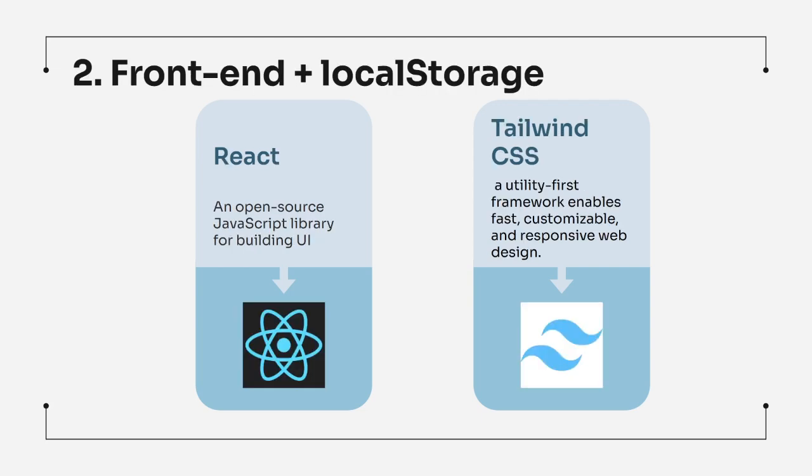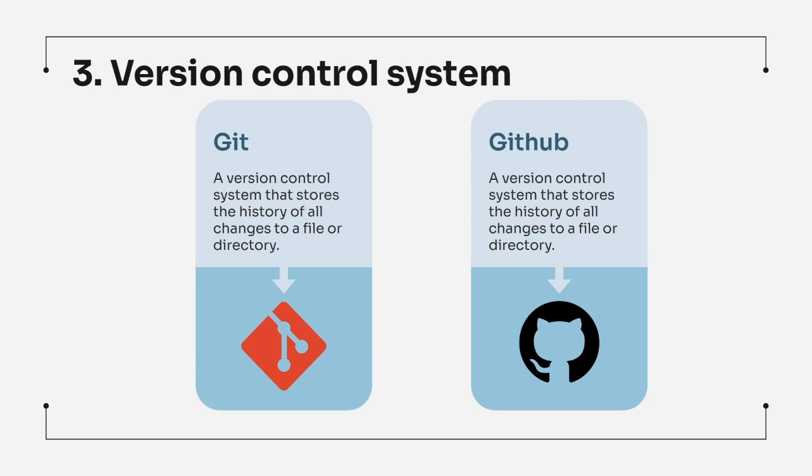Next, to build the front end, we decided to combine React, an open source JavaScript library for building the UI, and Tailwind CSS, a utility-first framework that enables fast, customizable, and responsive web design. Finally, for the version control system, we use Git and GitHub. Both of them are version control systems that store the history of all changes to a file or directory.